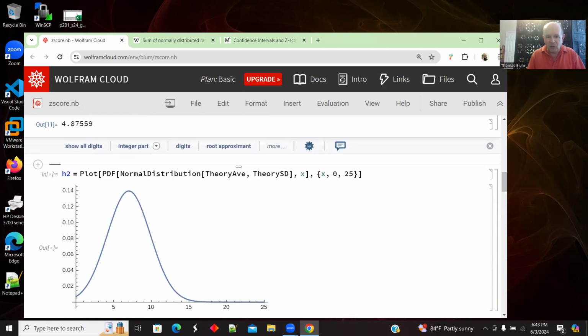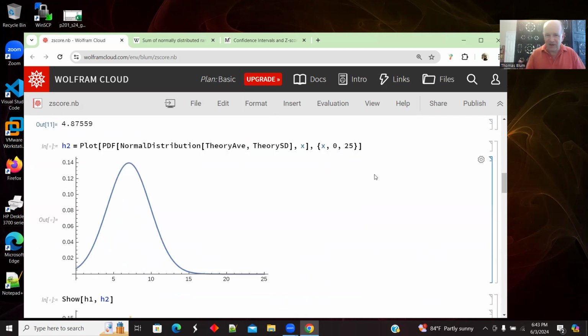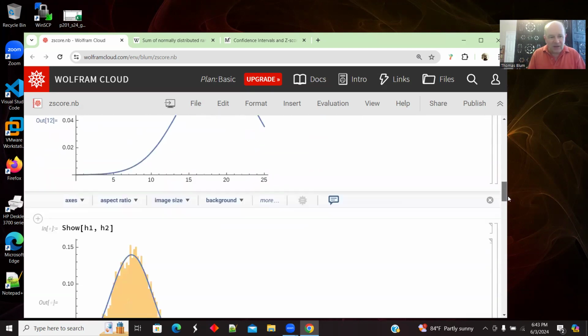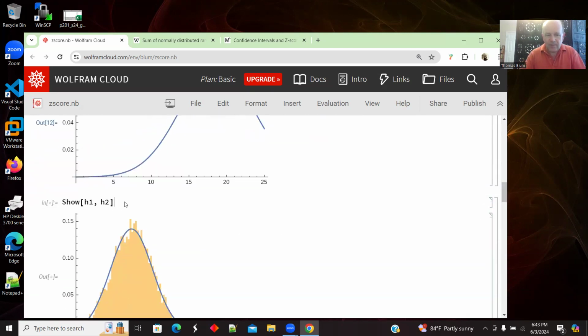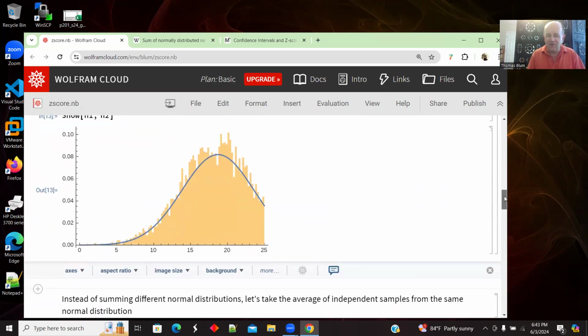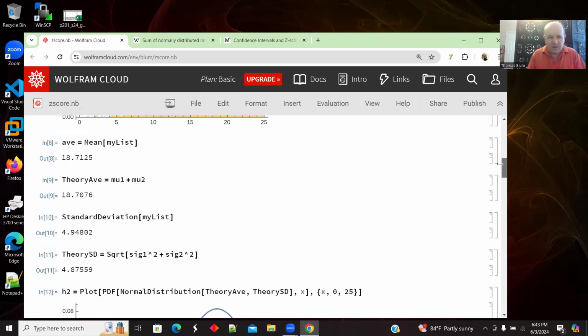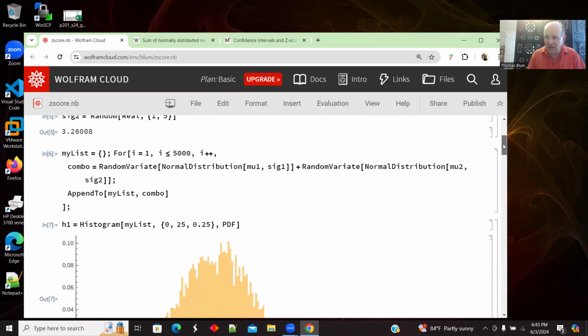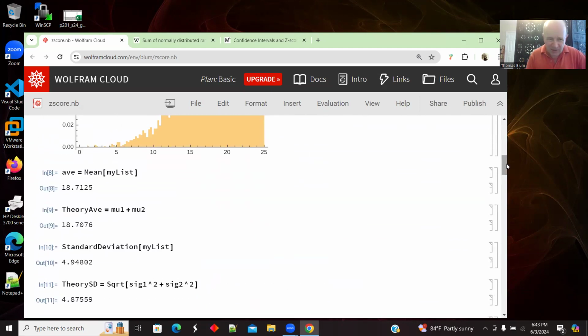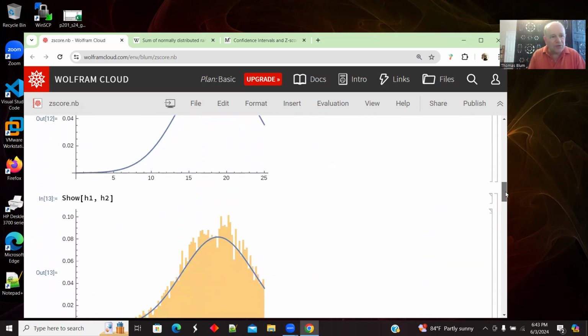Then I'm going to plot the normal distribution with the theoretical average and the theoretical standard deviation over the same range, 0 to 25, and plot them together. So there it is. So there is this idea of summing two normal distributions and getting a new normal distribution. The mean is the sum of the means, and the variance is the sum of the variances. So far, so good.